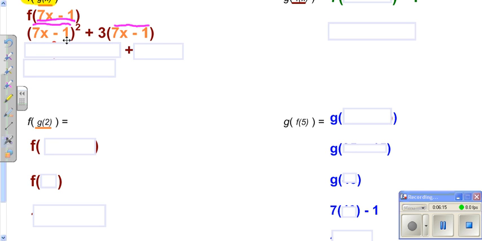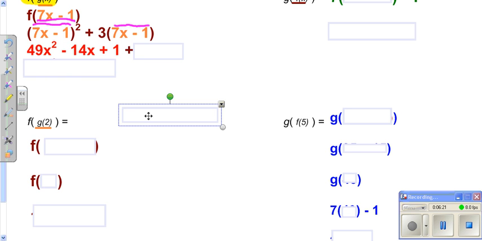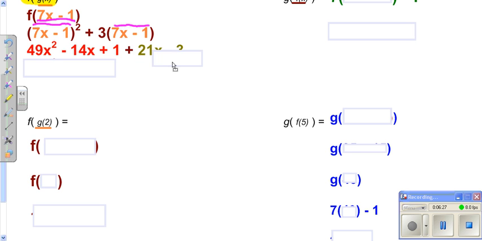7x minus 1 all squared is really a 7x minus 1 times a 7x minus 1, and you'd have to FOIL that out. Here, you'd have to just distribute through your 3. And now we can combine our like terms. Once again, this came from this right here of a 7x minus 1 times a 7x minus 1 and FOILing that out, because squaring means multiplying it by itself. Combining your like terms, we get this.